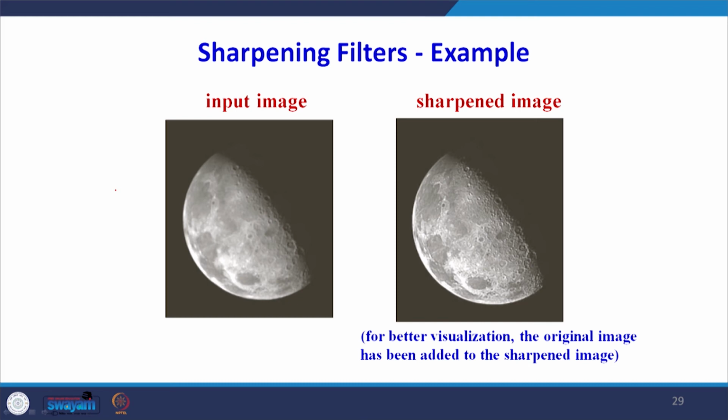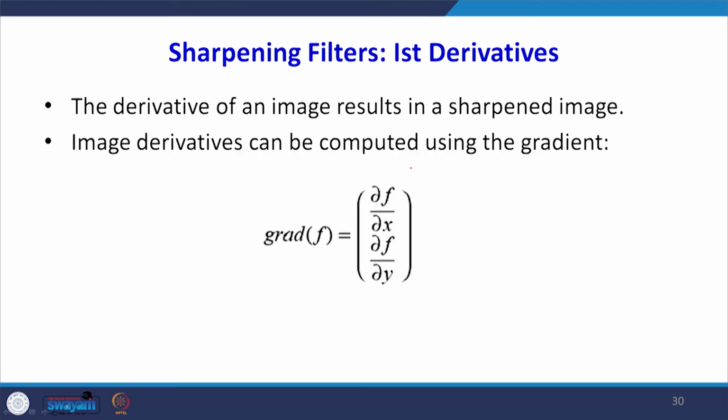So here you can see the result of the sharpening filter, this is my input data and the sharpened image. One can see the craters on the moon also very clearly. Some of the features which were not very clearly seen in the original input data are now very well seen on the sharpened image after applying the sharpening filter.